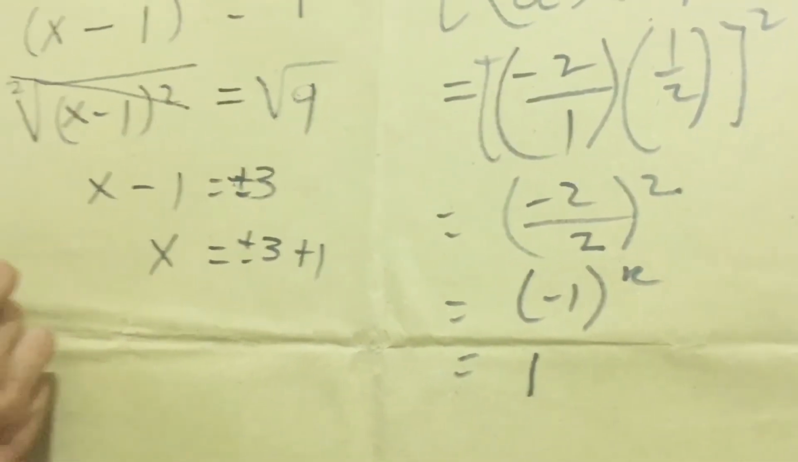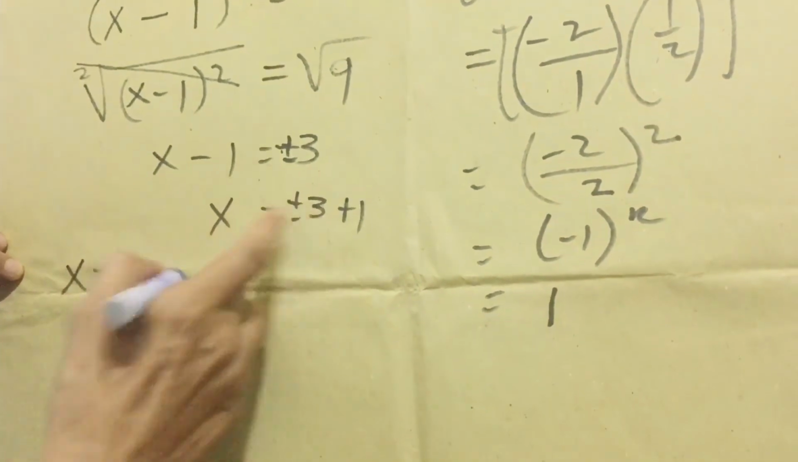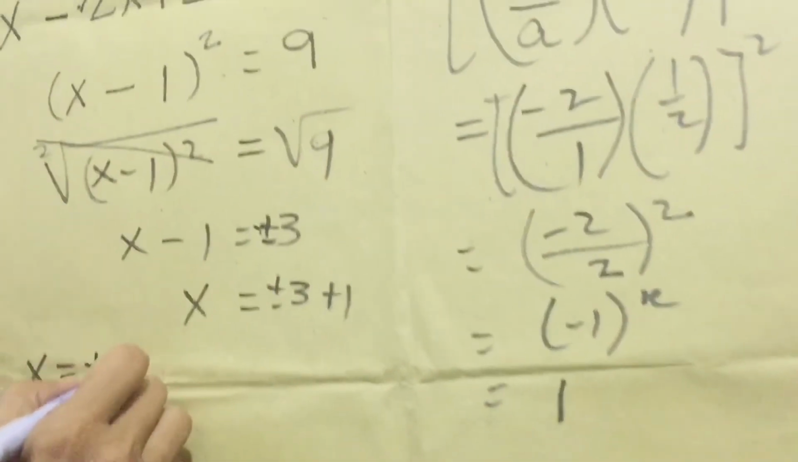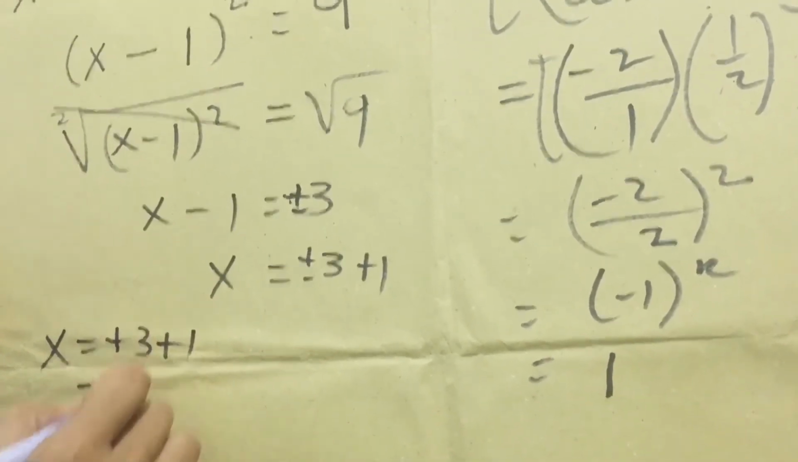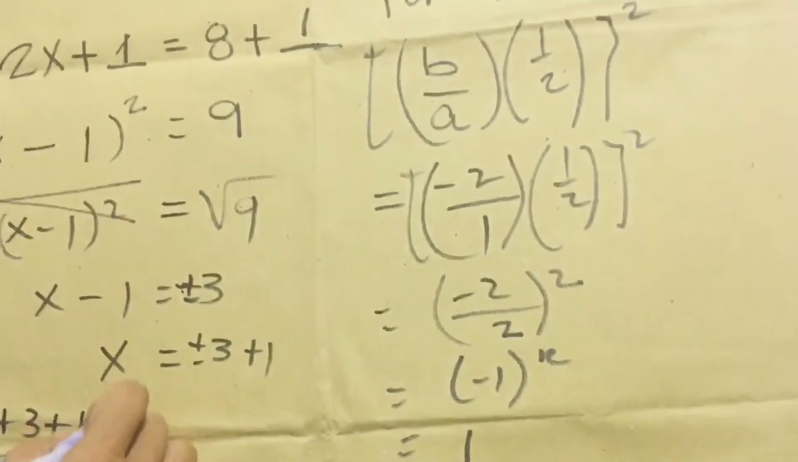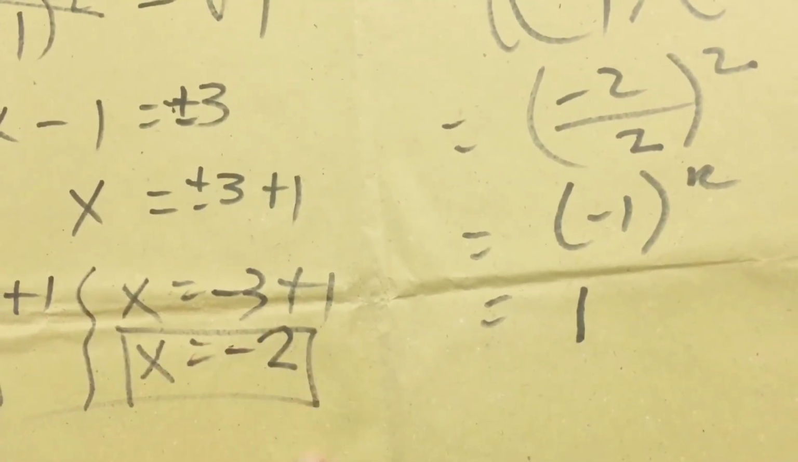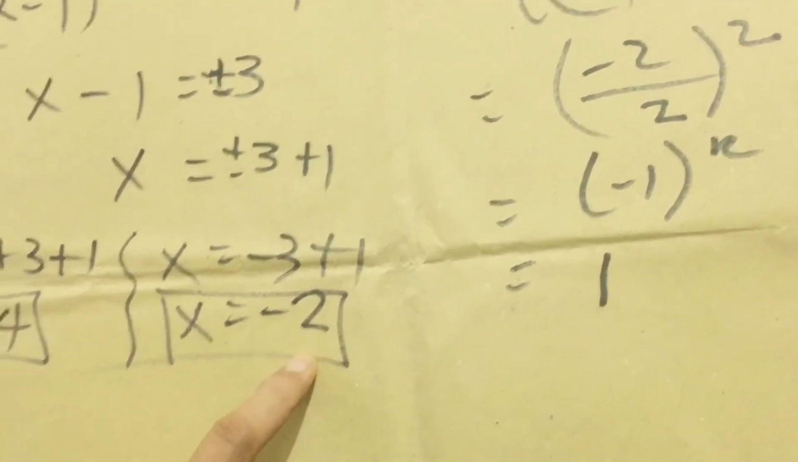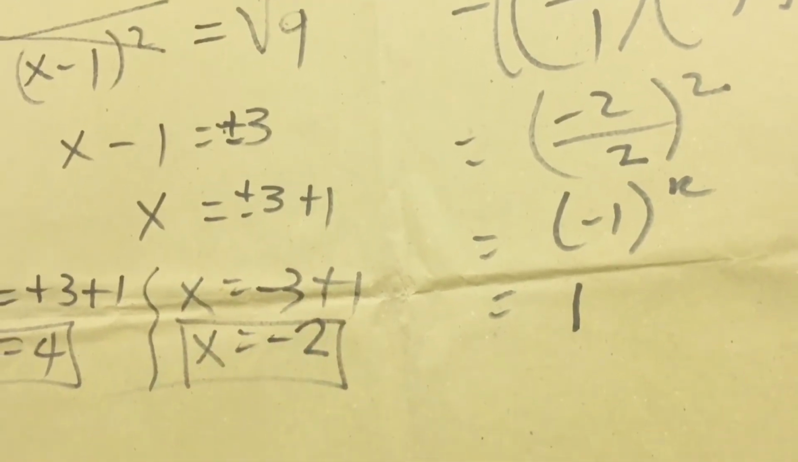So for the value of x, let's take first the positive: plus 3 plus 1 equals 4. X is equal to 4. And the other one, x equals negative 3 plus 1. So x equals negative 2, because negative 3 plus 1, unlike signs, subtract, equals negative 2.